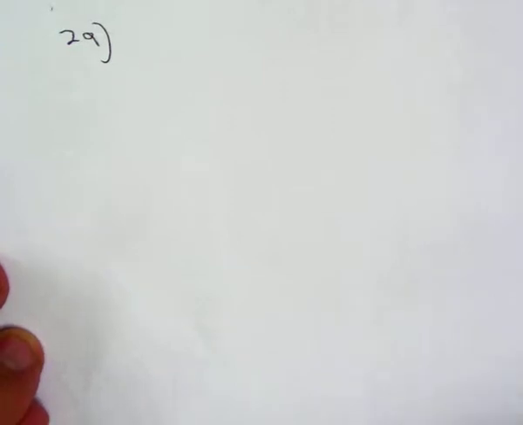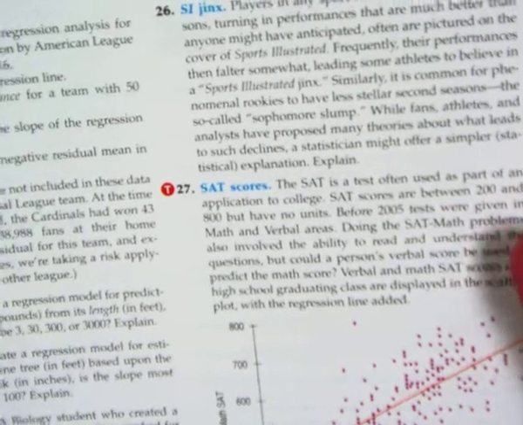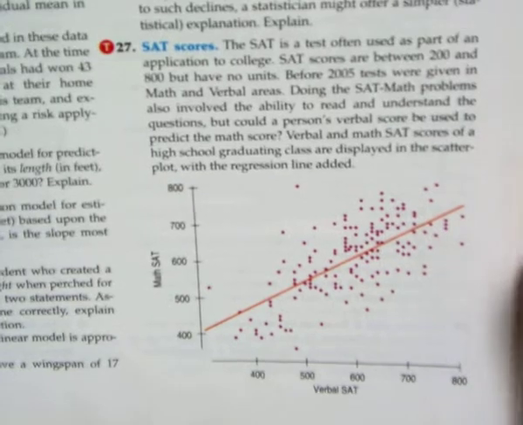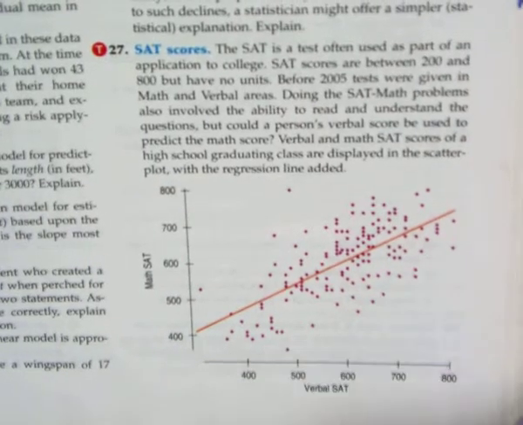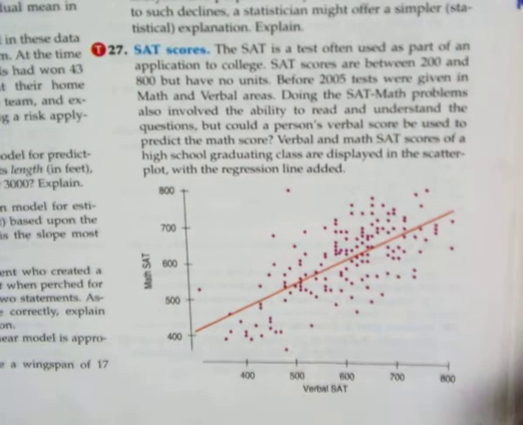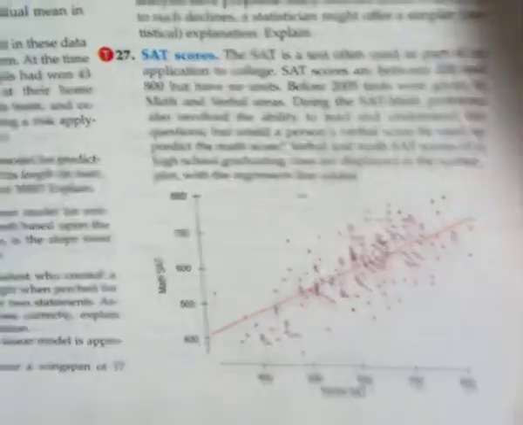Alright, so problem 29. Now we want to use SAT math scores to estimate verbal scores. So what we're going to do with this whole deal is we're going to take this graph here, it's given right there, and we're going to switch these two variables. So math goes down there, verbal goes up there. Okay? So the first question is, what would the correlation be?